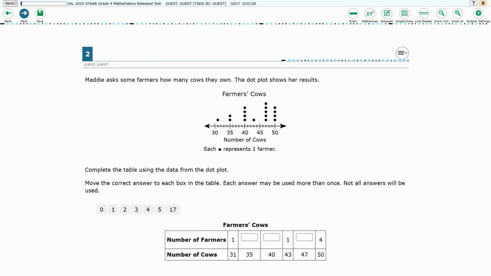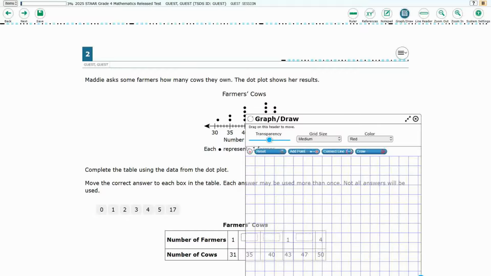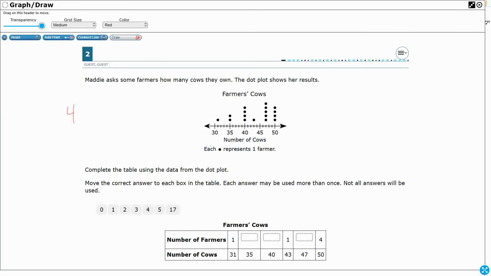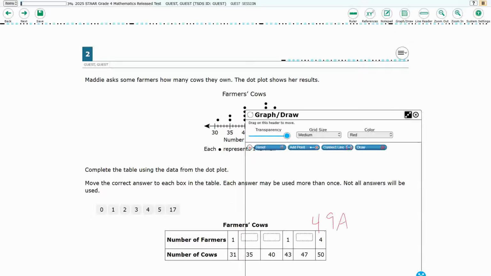So for number 2, we are looking at representing data. This is 4.9a, and we are trying to move these numbers off of this dot plot into this table, and we don't need to overthink this. This is not that hard. So there's 1, that's 31, goes right there. How many do we have? 35. Here's my 35. Literally, we just need to put a 2 right there.